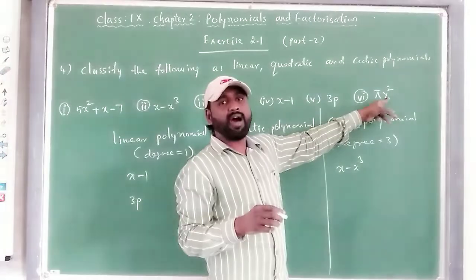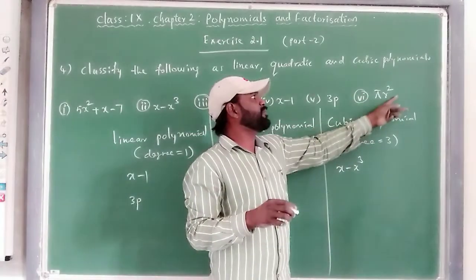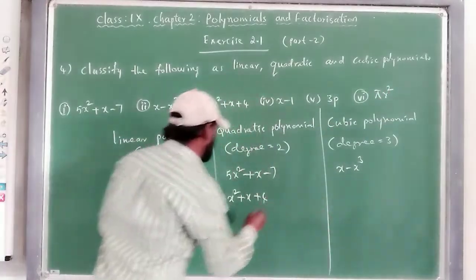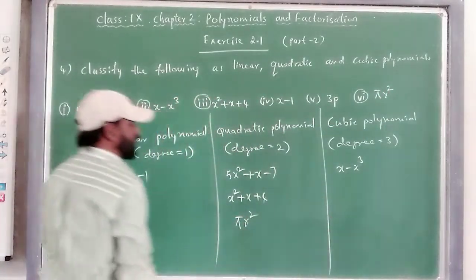Here we have to treat r as a variable. So only one term is there. The variable is r. Its degree is 2. So it is a quadratic polynomial. Pi r square is a quadratic polynomial.